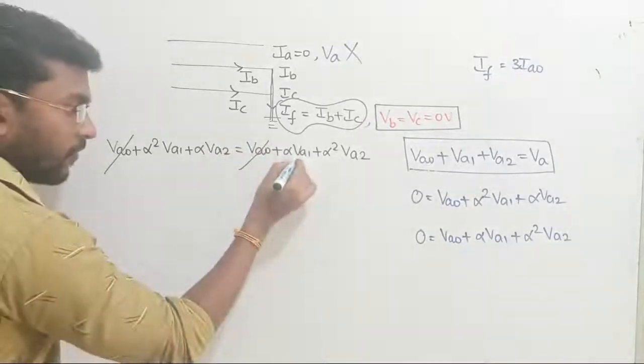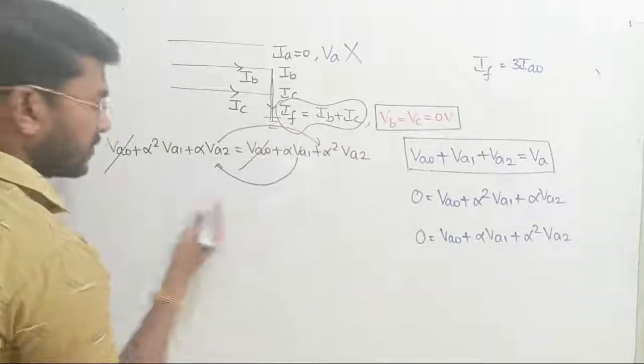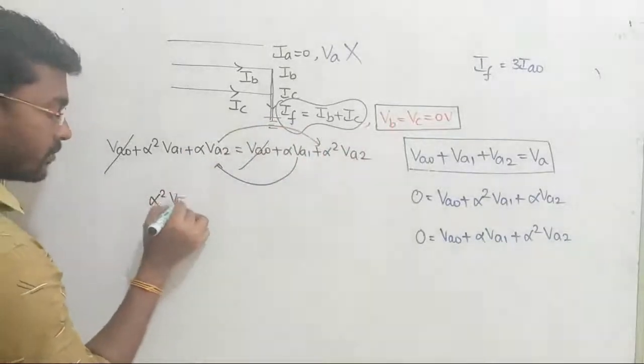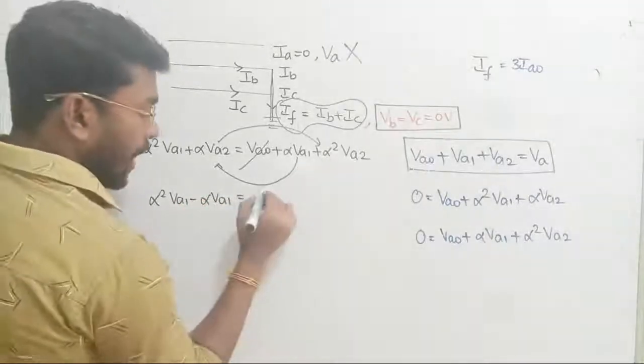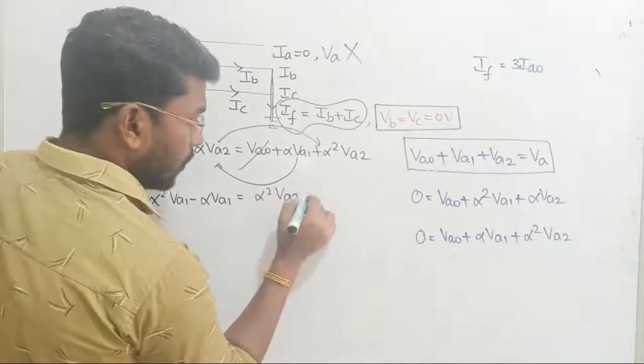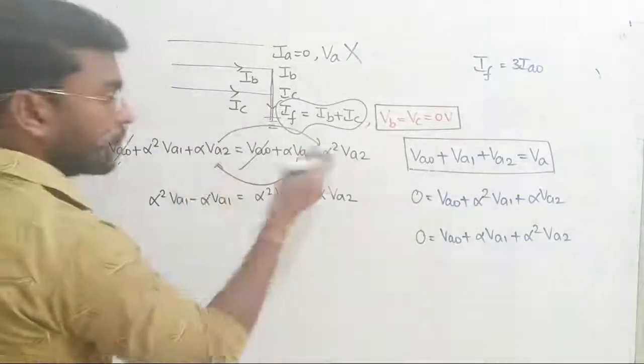Now bring this alpha times of VA1 to the LHS. Pass this alpha times of VA2 to the RHS. Such that alpha square times of VA1 minus alpha times of VA1 should be equal to alpha square times of VA2 minus alpha times of VA2. See there, just pass it to that side and bring it to this side.